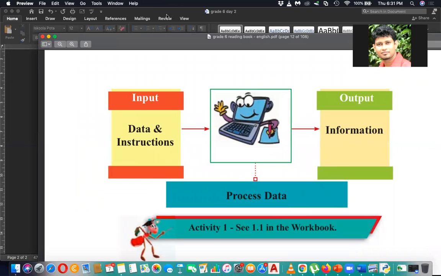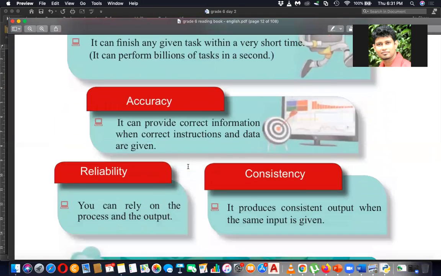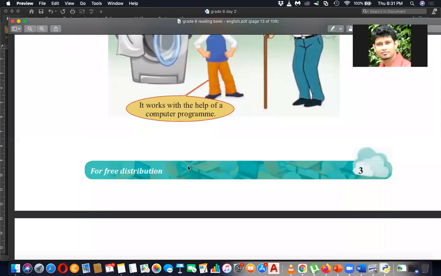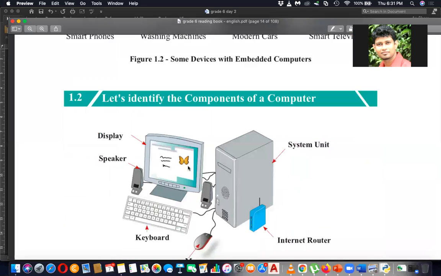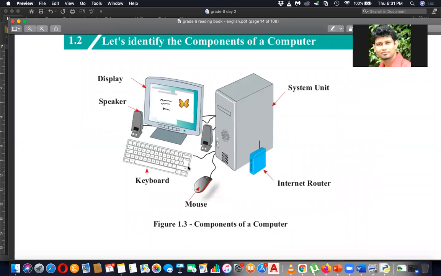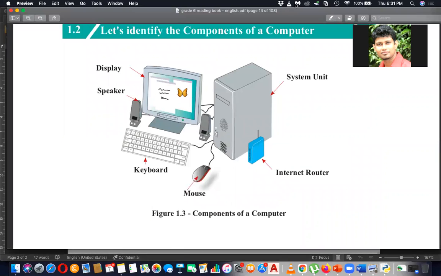In this book, basically, they describe the features of computing. But before that, we have to learn the components. What are the components of the computer system and how are these connected? You can see how these components are physically connected. You can see the speakers. Is it input or output?